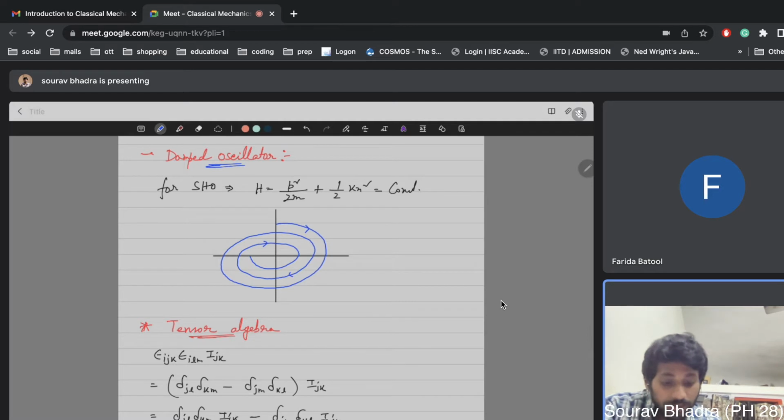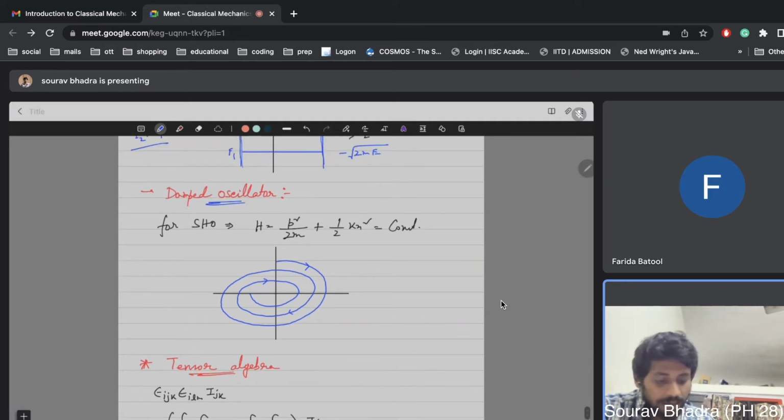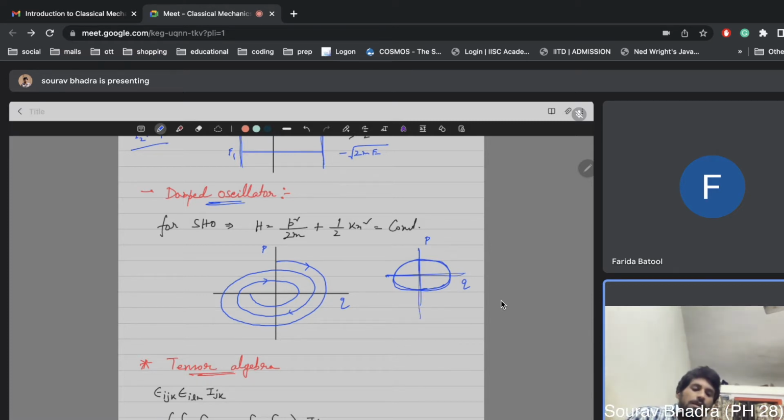Okay, so when there is no damping, that part sir has already done. If there is no damping, so you can write A is equal to p square by 2m plus half k x square, and that will give you an ellipse in the phase space PQ. Okay, so this is the phase space for a simple harmonic oscillator where there is no damping.